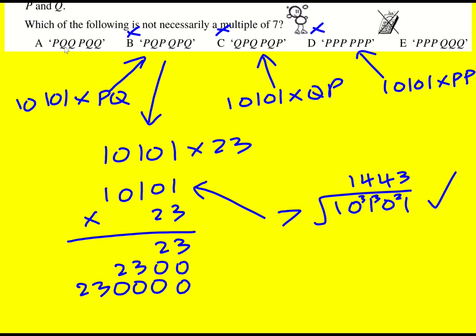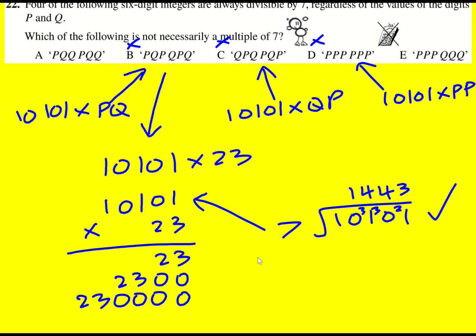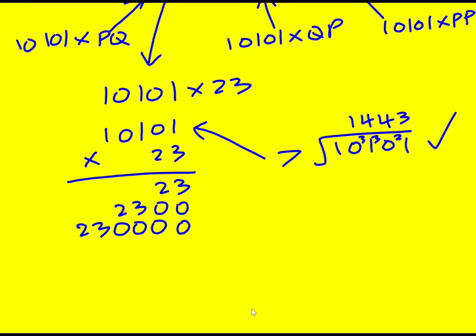So let me look at A to start with. How do we get PQQ, PQQ? Well, it's not going to be 10,101. It's going to be something else. But see how I did it here? It was like 1, 1, 1, and a 0 and a 0. I can apply the same sort of thing. It's going to be 1, 0, 0, 1. Actually, A is going to be a multiple of 1001.